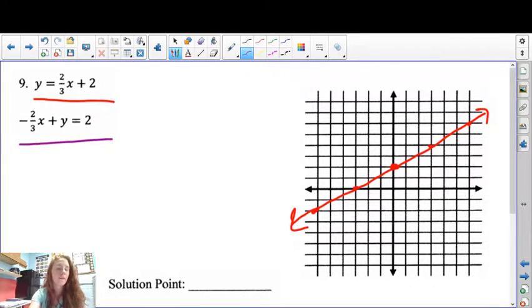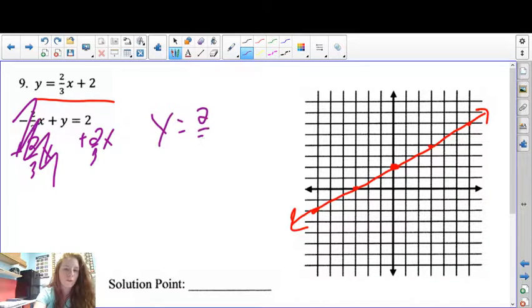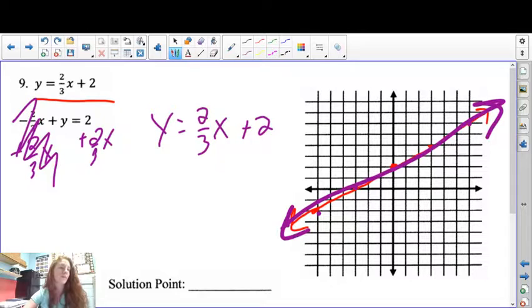See the second one, I see that it's not ready to go, so I have to add over my 2/3 x. Those guys are gone, so I have y is equal to 2/3 x plus 2. Wait a minute, that's there, and then that should be there, and then that should be there, and that should be there, and it sits, if I could draw straight, exactly on top of each other.